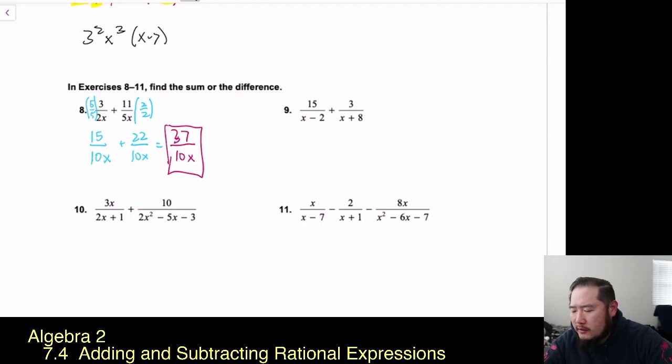So right here, I'm taking a look at the 15 over x minus 2. The easiest way to look at it is to ask what the other denominator has that the one on the left does not, and it's x plus 8. So I'll multiply top and bottom by x plus 8.